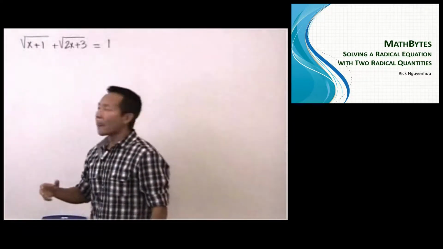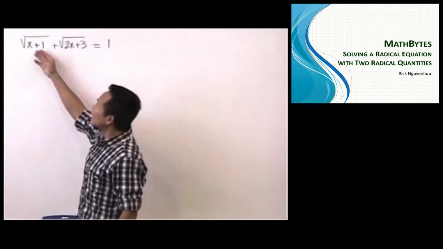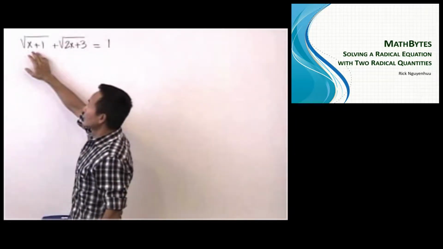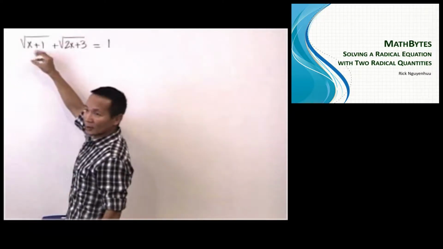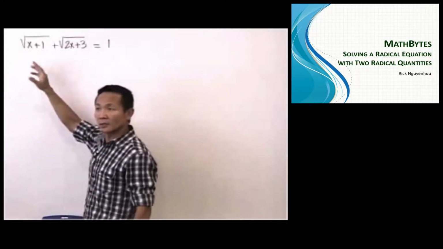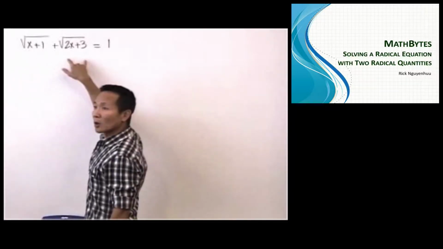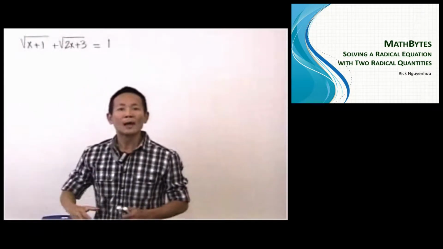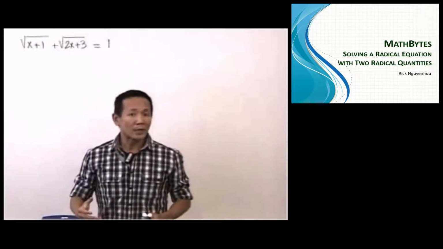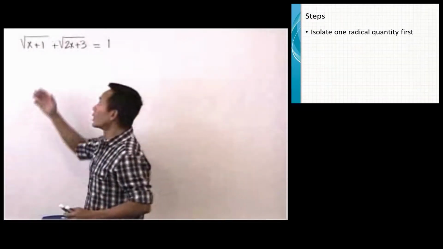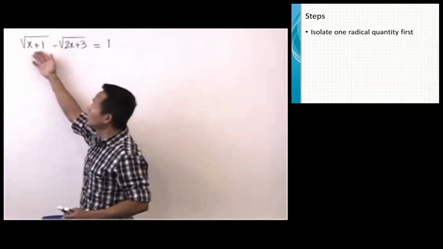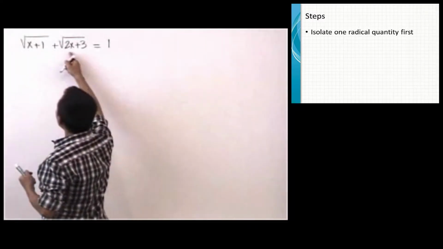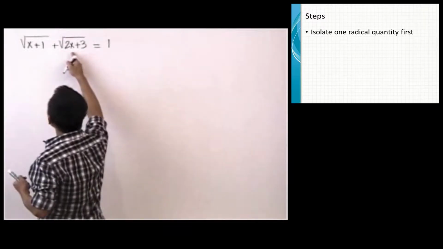So once again, we can't raise each term to the second power and say that the radical, or the square root in this case, disappears. We can't do it. If we do that, it would not hold for the equality of the equation. But once again, we have to isolate one radical quantity, and because we have two, we can pick any radical quantity to isolate. So for example, I will isolate the second one, the square root of 2x plus 3.